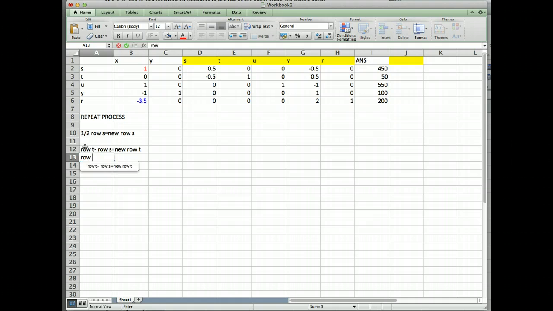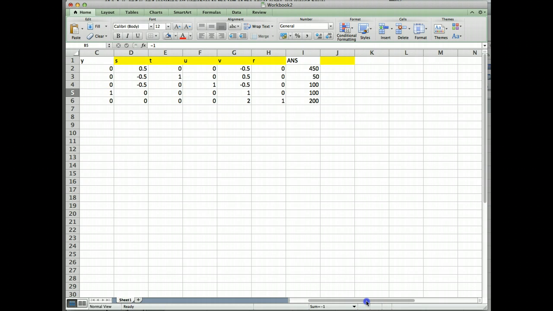Similar fashion, row U minus row S equals the new row U. 1 minus 1, 0. 0 minus 0. 0 minus a half. 0 minus 0. 1 minus 0. Negative 1 minus a negative 0.5. Gotta be careful here. Negative 1 plus 0.5, negative 0.5. And 550 minus 450.